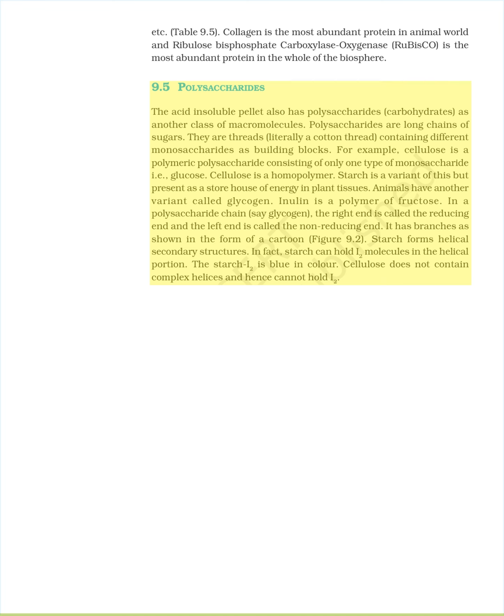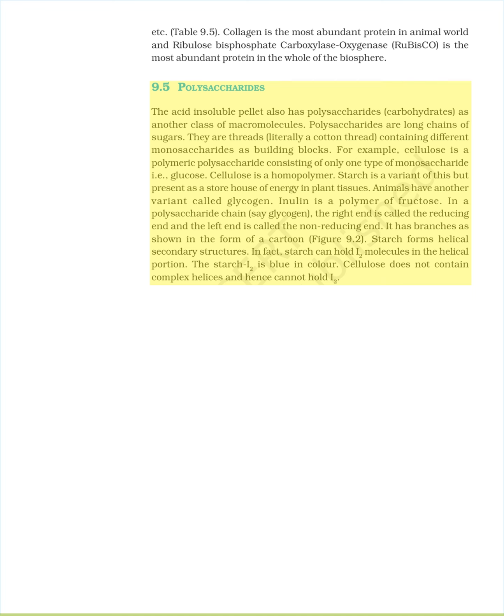9.5 Polysaccharides. The acid-insoluble pellet also has polysaccharides, carbohydrates, as another class of macromolecules. Polysaccharides are long chains of sugars. They are threads, literally like a cotton thread, containing different monosaccharides as building blocks. For example, cellulose is a polymeric polysaccharide consisting of only one type of monosaccharide, i.e., glucose. Cellulose is a homopolymer. Starch is a variant of this but present as a storehouse of energy in plant tissues.